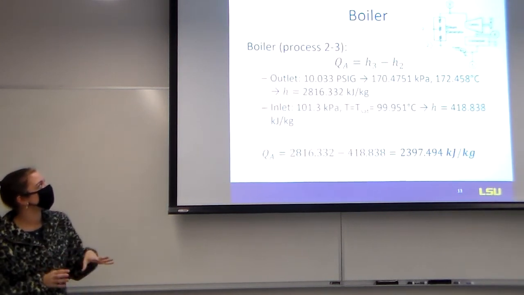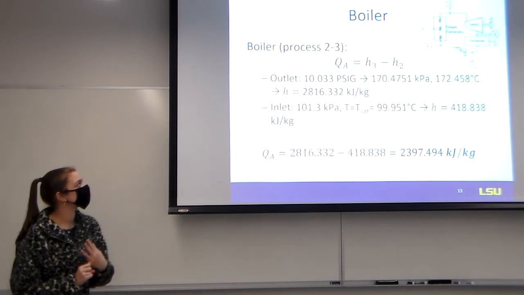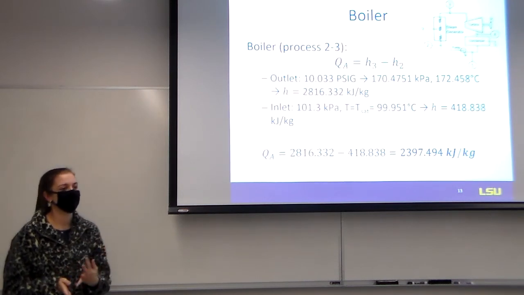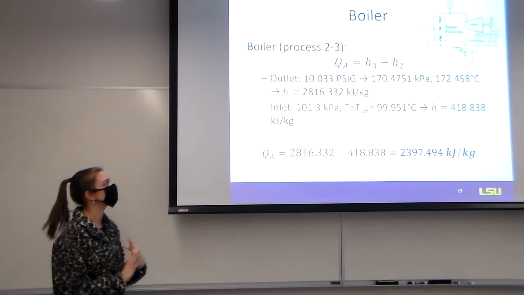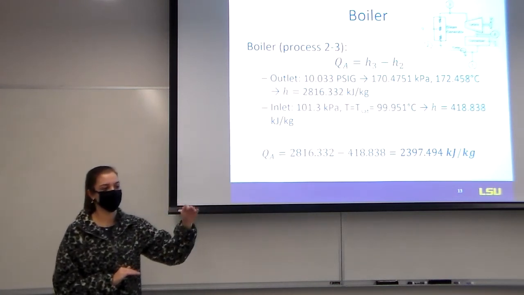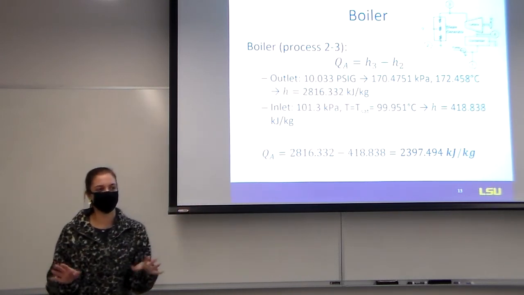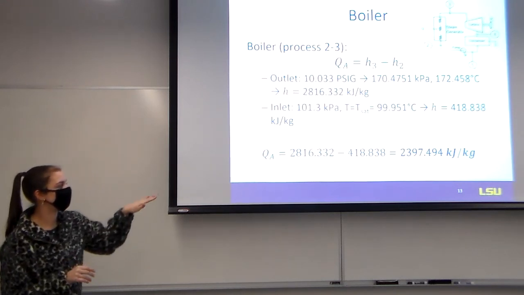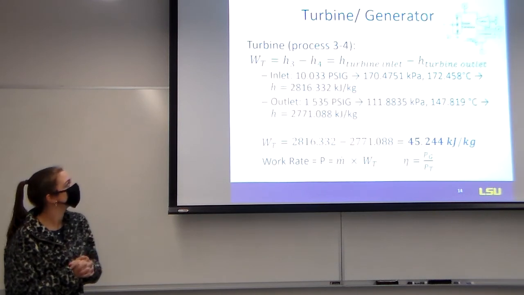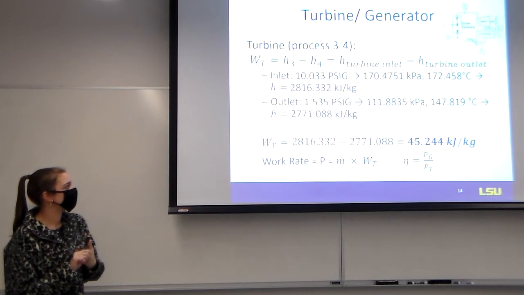And then here's how to find the heat added into the boiler. You take the enthalpy at state 3 and subtract the enthalpy at state 2. To find that, you do have to do a bunch of double interpolations between the temperatures of 150 and 200 for 172, and then between your pressures of 100 and 200, and do that for all of the enthalpies. But once you find it, you get about 2397 kilojoules per kilogram.